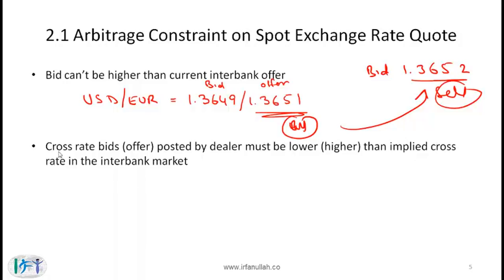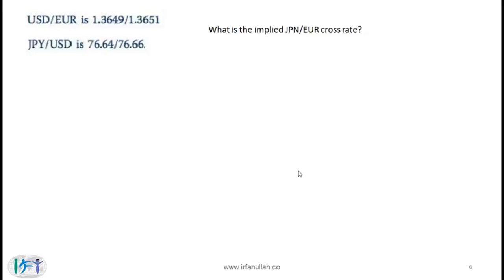The next point is that the cross rate bids posted by a dealer must be lower than implied cross rates in the interbank market. Or the other way of putting it is that the cross rate offer posted by the dealer must be higher than the implied cross rate in the interbank market. For starters, just memorize this comment, and to properly understand it, let's talk a little bit about cross rates and implied cross rates.